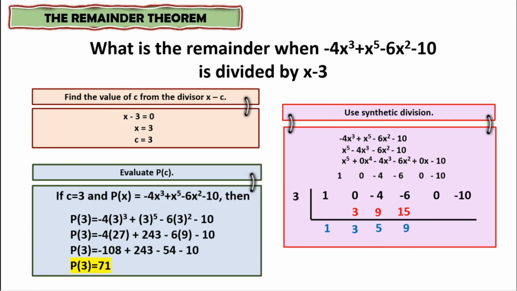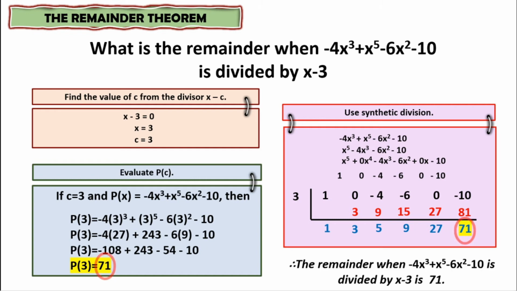3 times 9, that is equal to 27. 0 plus 27 is equal to 27. 3 times 27, that is equal to 81. Negative 10 plus 81, that is equal to 71. Sa synthetic division, ang huling number ang remainder. Kung mapapansin ninyo, parehas ang nakuha nating remainder when we use synthetic division at remainder theorem. Thus, the remainder when the polynomial negative 4x cubed plus x raised to 5 minus 6x squared minus 10 is divided by x minus 3 is 71.